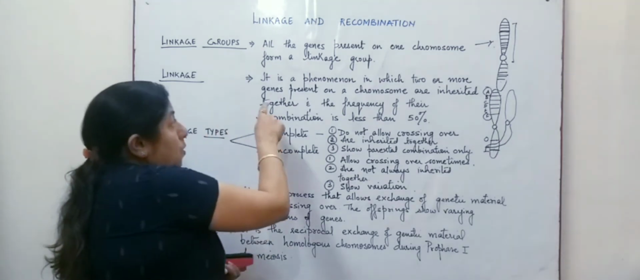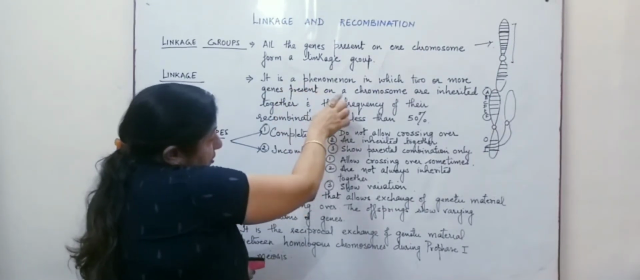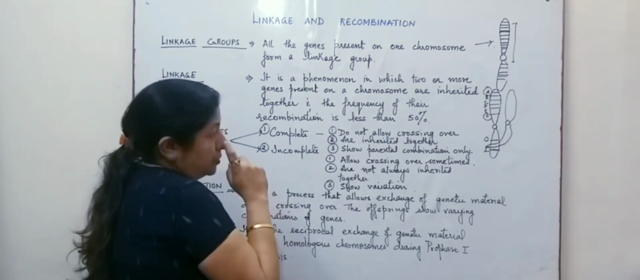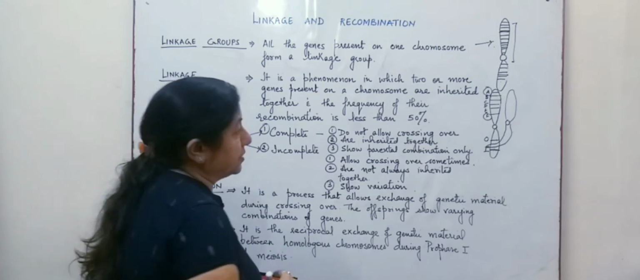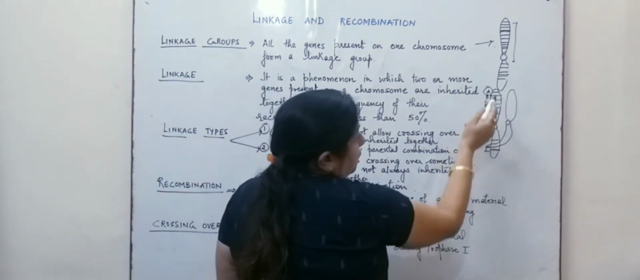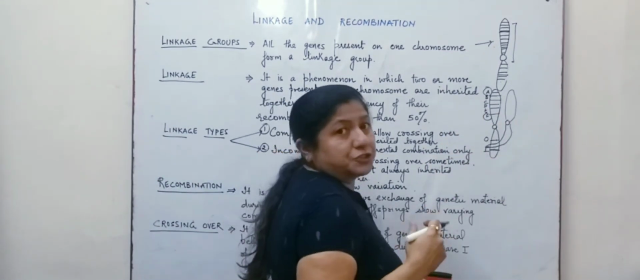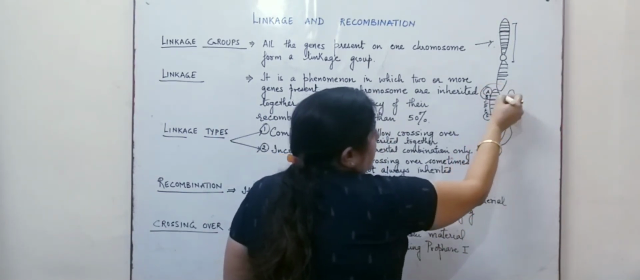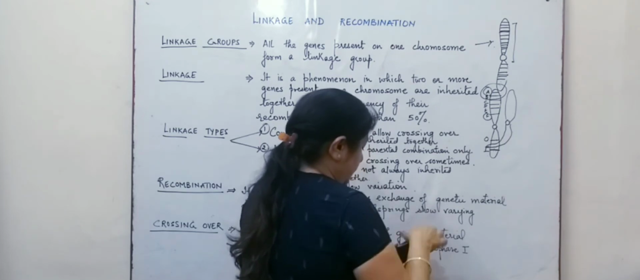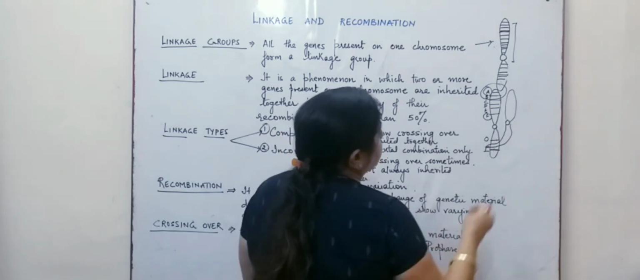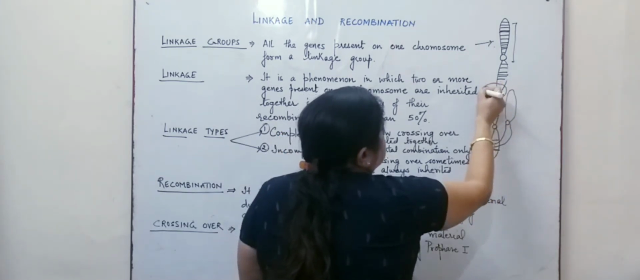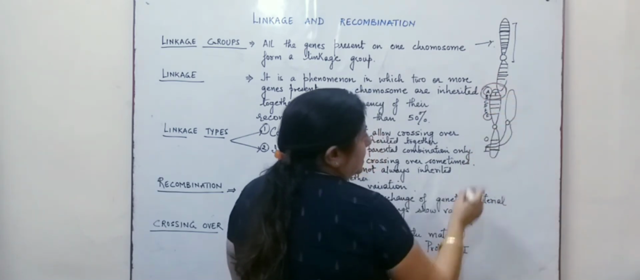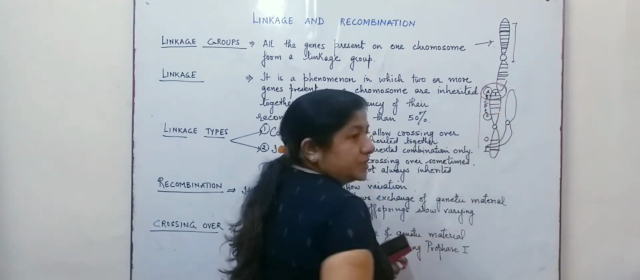So what is actually happening during linkage is that two or more genes which are present on a chromosome are inherited together. Here the possibility of A and I being inherited together is very less, whereas the possibility of A and B over here, let me mark it with red also, A and B, since they are very close to each other, the distance between the two is very less as compared to the distance between these two.